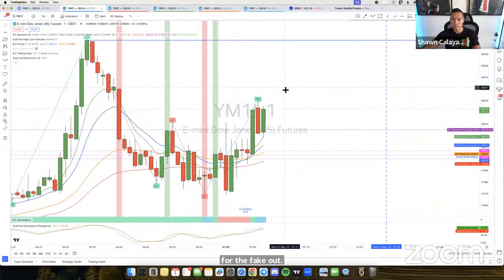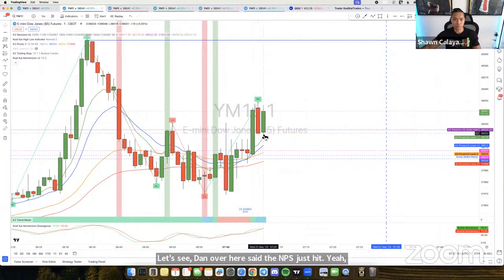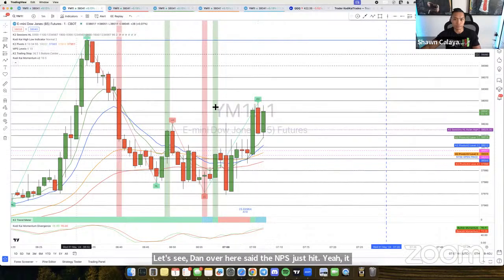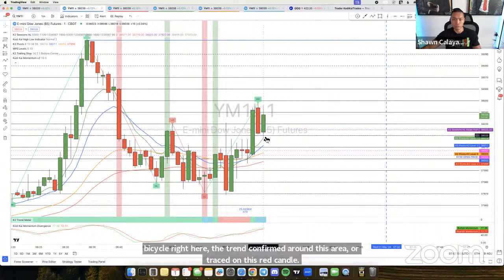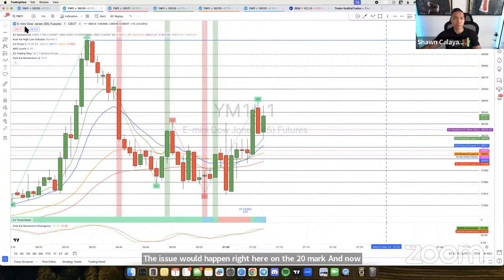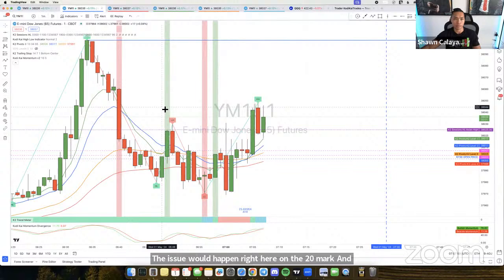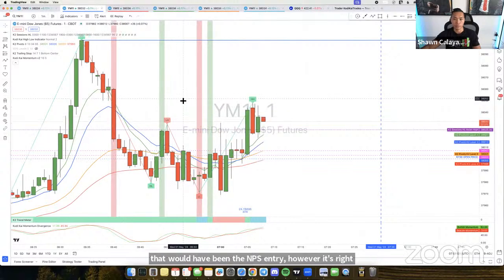Let's see. Daniel over here said the MPS just hit. Yeah, it looks like there was an MPS, but it was right at the sessions, like Daniel mentioned. It's just not a good area to trade in. So we had a buy signal right here. The trend confirmed around this area, retraced on this red candle, and the entry would happen right here on the 20 mark. That would have been the MPS entry. However, it's right at the session, so not exactly one that I would personally look to take.